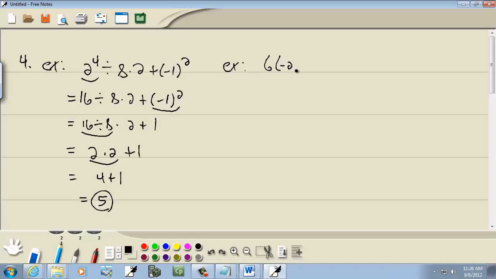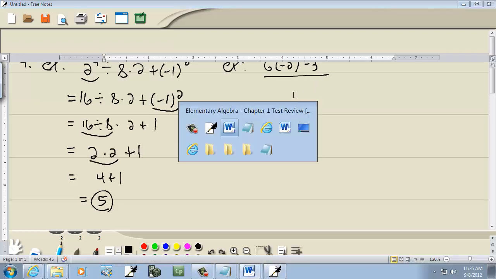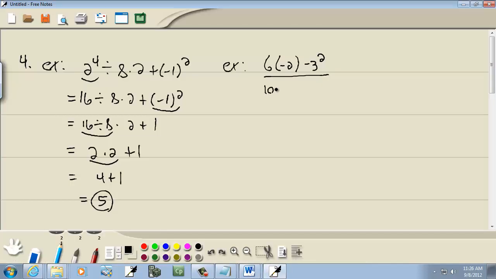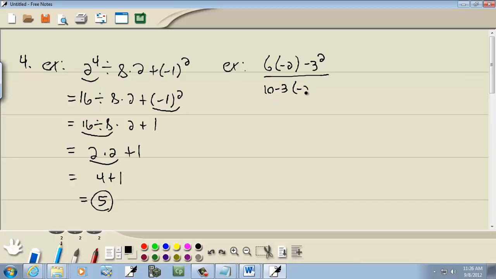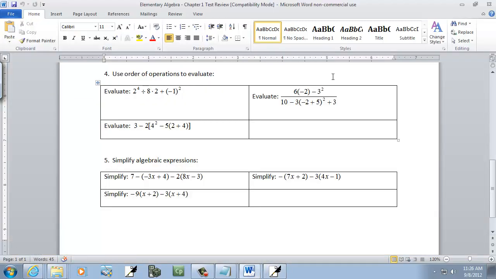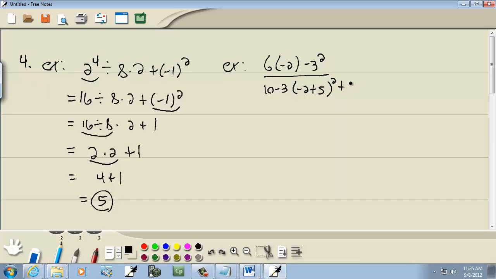Got 6 times -2 minus 3 squared over 10 minus 3 times -2 plus 5 squared plus 3. Now, when you have a fraction, you do the top part separate from the bottom part. So I'm going to apply the please excuse my dear Aunt Sally on top. Please, do what's inside the parentheses. There's nothing inside the parentheses on top to do. There's a -2.